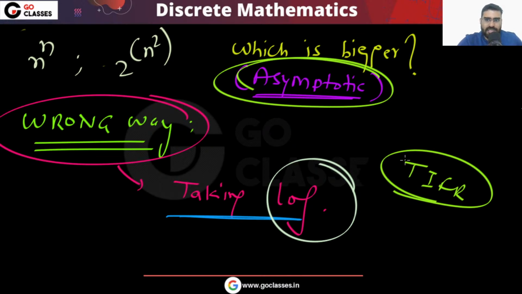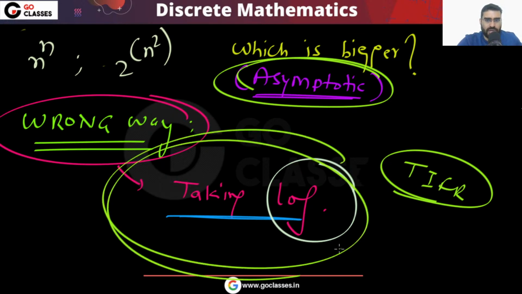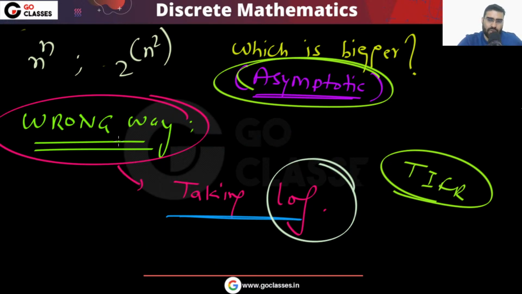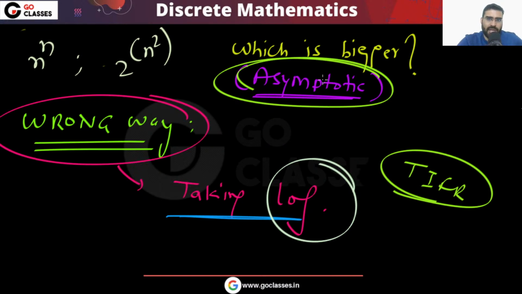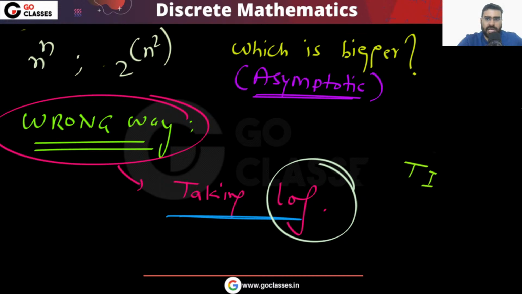The people who create the TIFR questions are aware that students are using this wrong method. That is the reason they create questions such that if you use this wrong method and take the logarithm, then you cannot compare asymptotically. So don't take the logarithm. Now let's see the correct way.